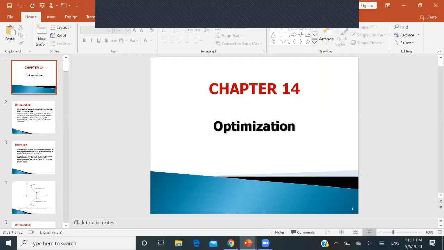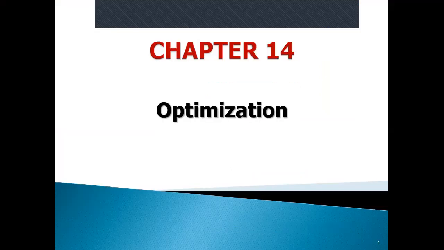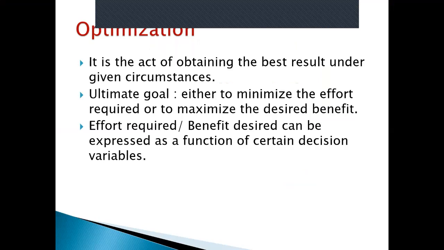So let us start with optimization. As we have discussed, it says it is the act of obtaining best result under given circumstances. Ultimate goal is to either minimize the effort required. Effort is nothing but the cost function or error function. To minimize the error function or to maximize the desired output. Effort required or benefit desired can be expressed as a function of particular variables. These variables will decide the minimum value. That is why it is called as decision variables.